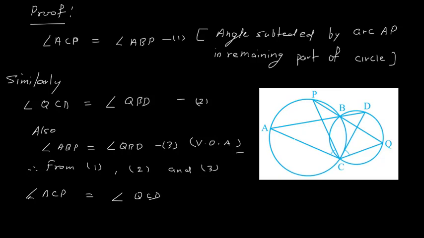So if you denote them with some alphabet, say X, so you will say that this is X, this is X, then these two angles are equal, so this is Y, this is Y, but these are vertically opposite, so X is equal to Y. So here also X is equal to Y. So these two angles are equal. So from 1, 2 and 3, I can say that angle ACP is equal to angle QCD. Hence proved. Simple, right? Okay.